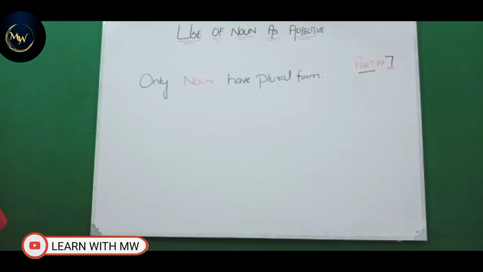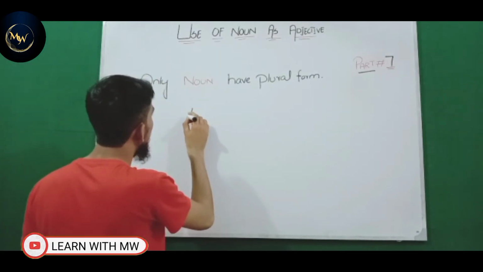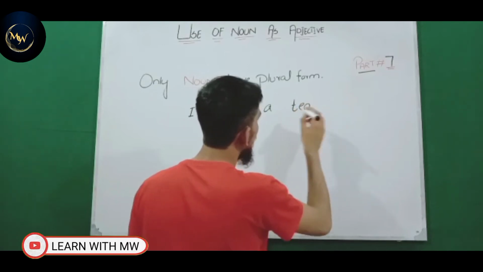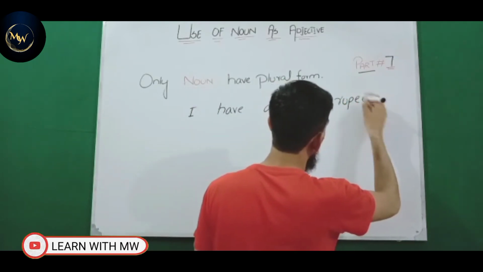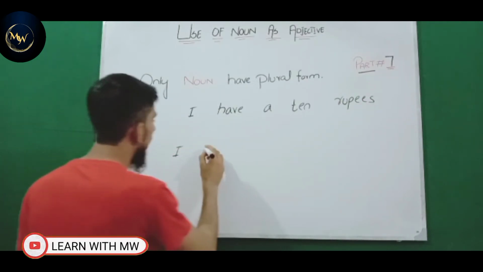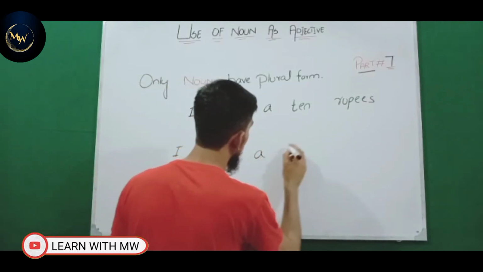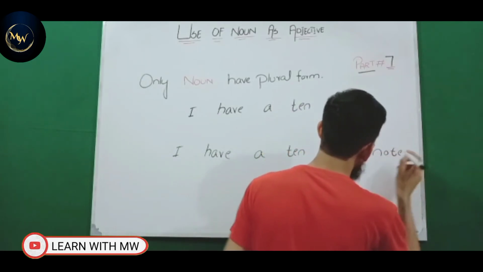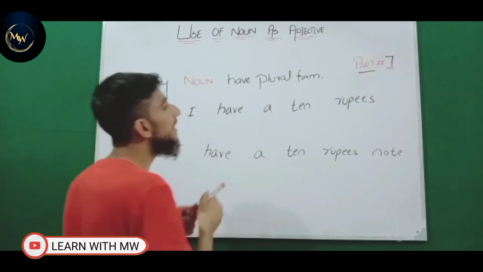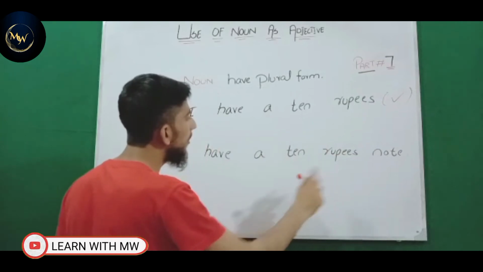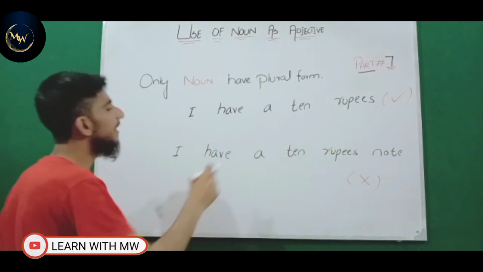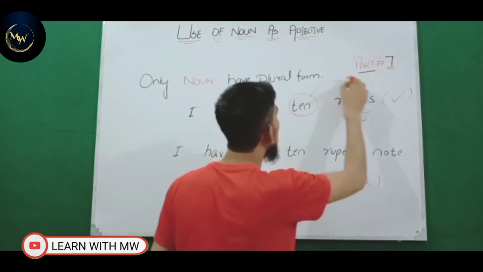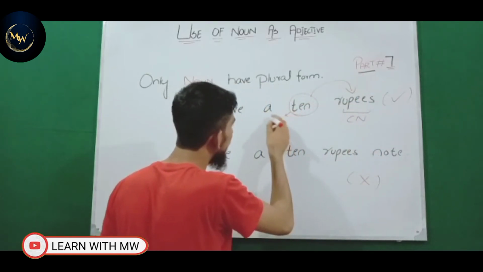So viewers, I'm giving you a short example further. If I say "I have 10 rupees", and in the next sentence, if I say "I have a 10 rupees note", viewers, look at this sentence. "I have 10 rupees" is right, but "I have a 10 rupees note" is wrong. Why? The same concept. Look at "rupees". Rupees is a noun, more specifically a countable noun, and 10 is adding meaning to the noun in terms of quality. That's why 10 is behaving as an adjective.